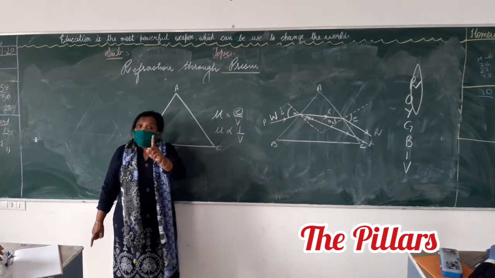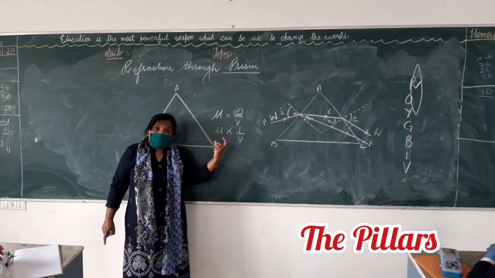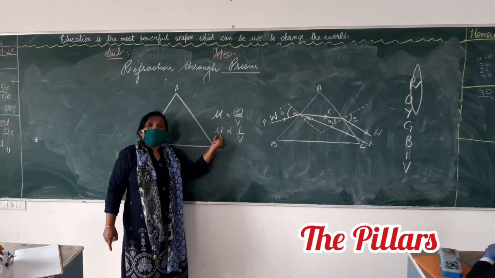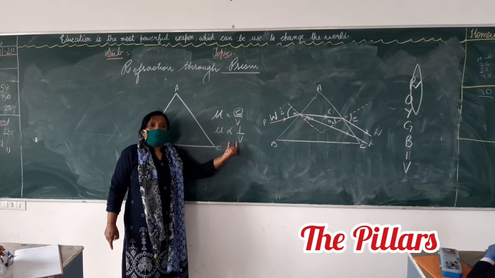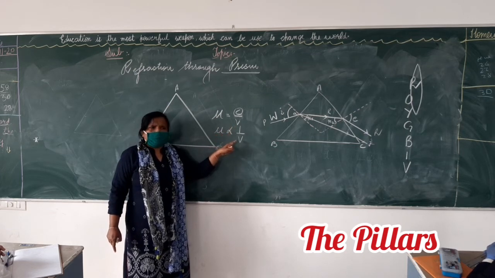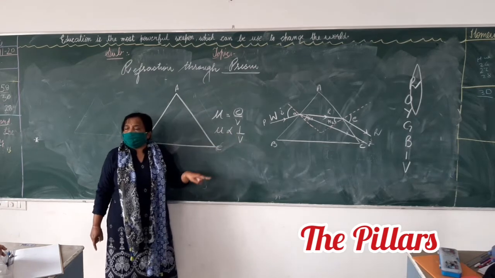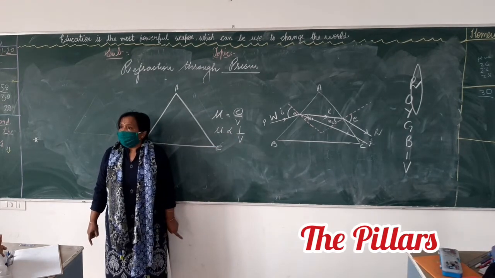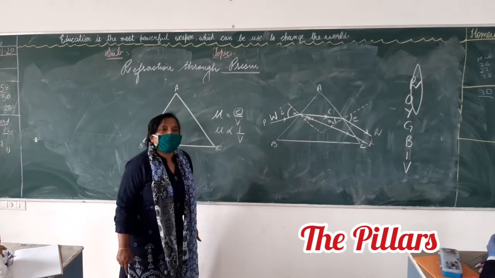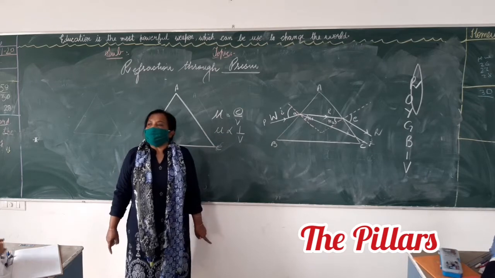Listen to me very carefully. Don't look here and there. Whatever I am telling you, any question can be asked to you. What does this mu stand for? What does this V stand for? Speed in the medium. Inversely proportional. What is the meaning of inversely? The more the speed, the less is the refractive index. The less the refractive index, the more is the speed.